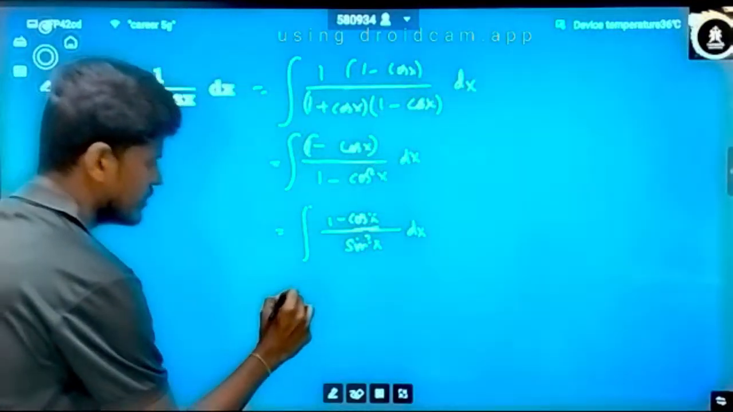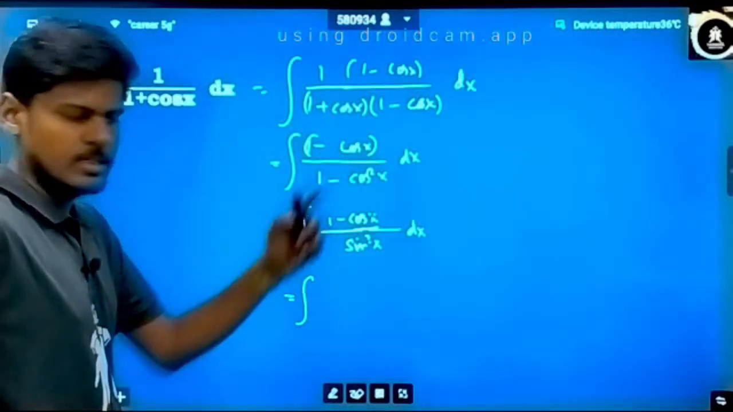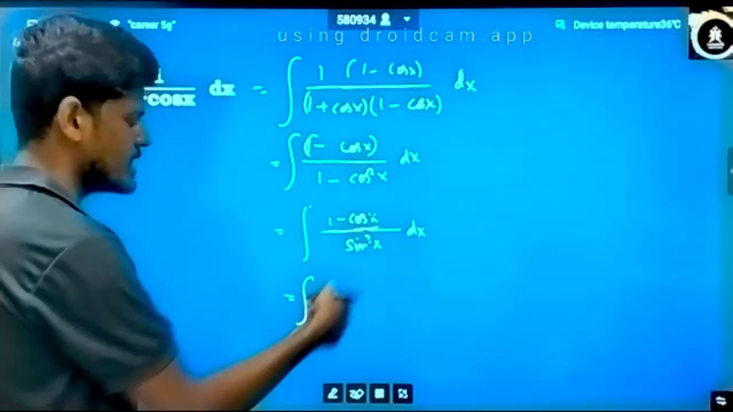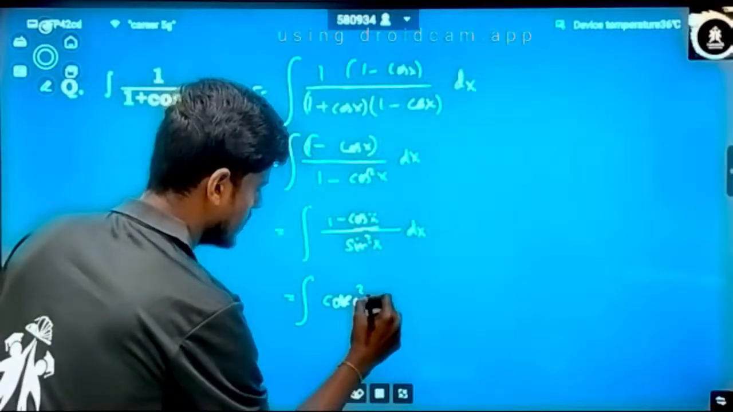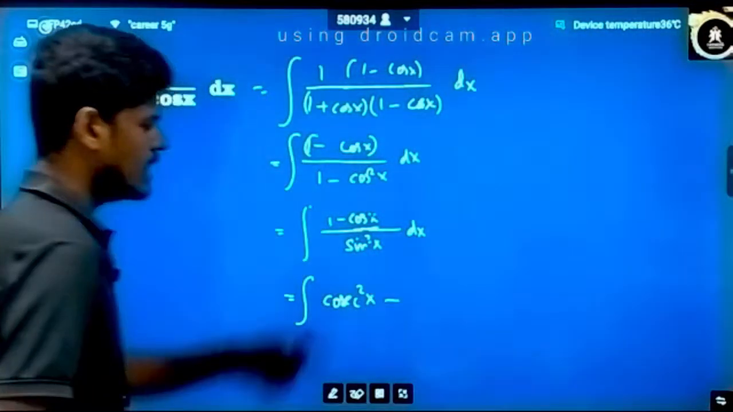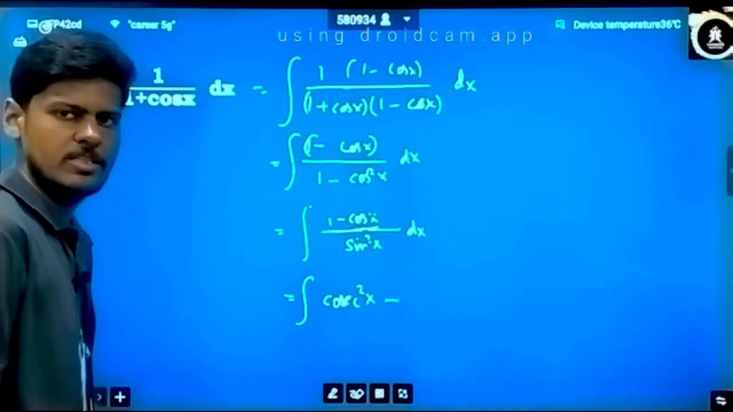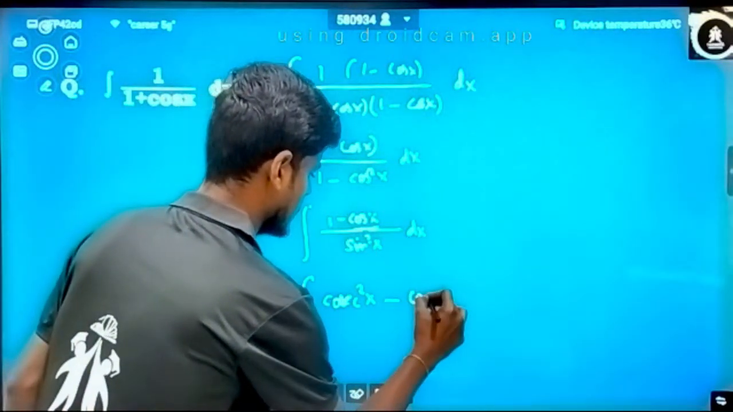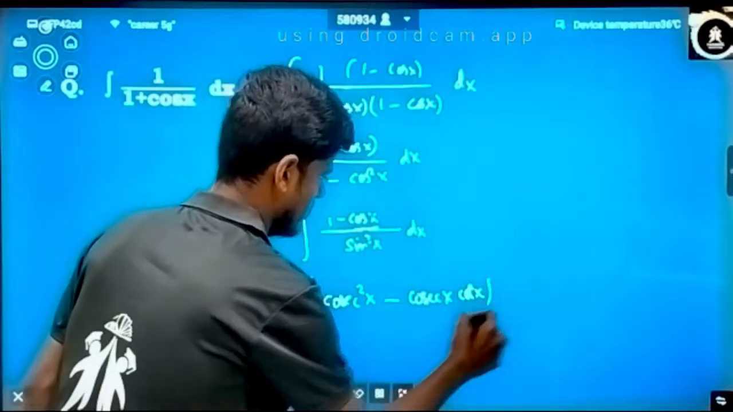Next, this is the integral of 1 by sin square x, divided separately. 1 by sin square x is cosecant square x. Then minus cos by sin square x. Cos by sin is cot, 1 by sin is cosecant. So we get cosecant x cot x, dx.